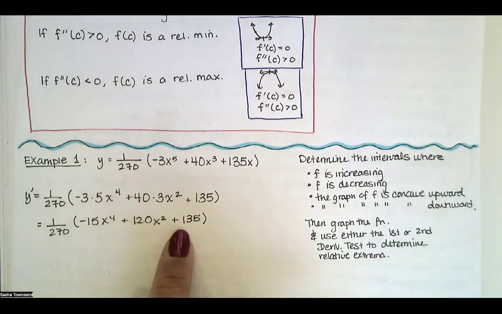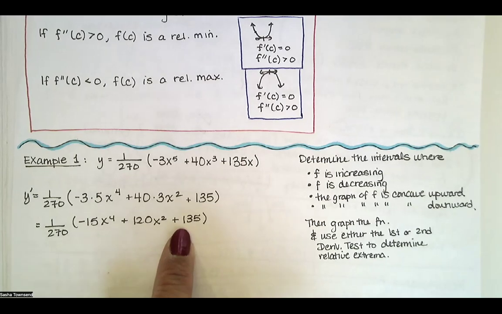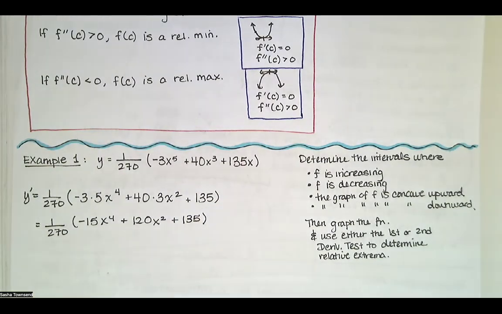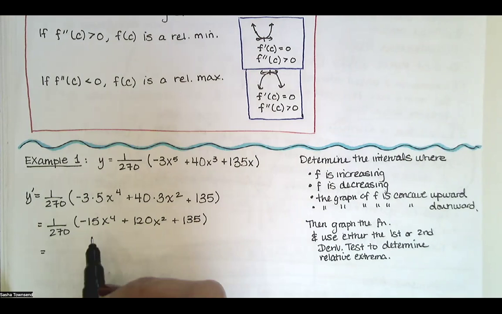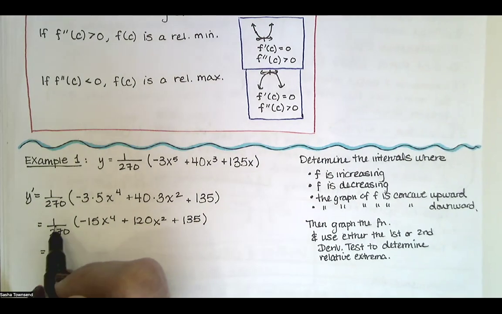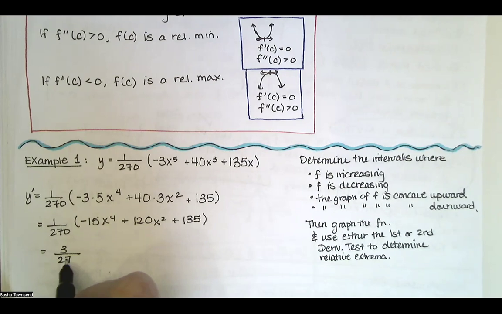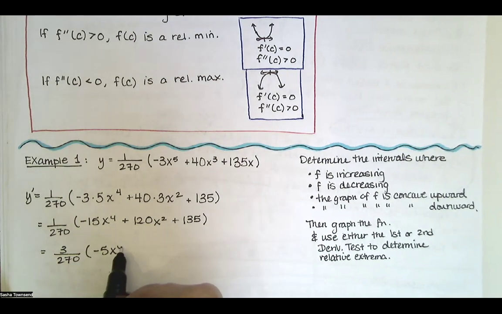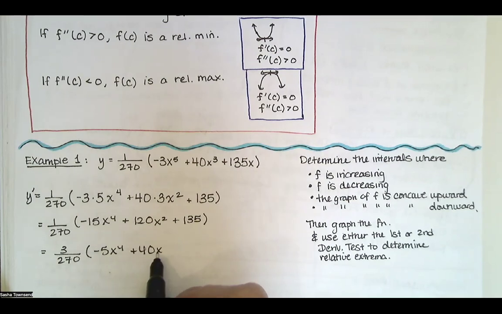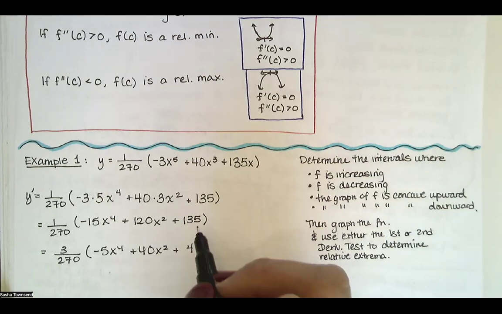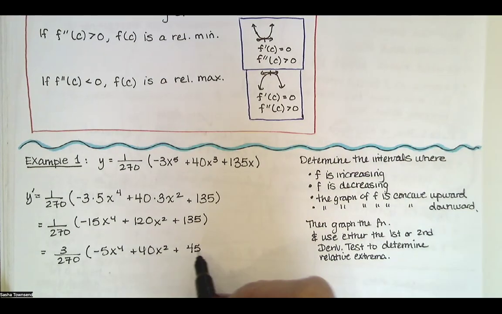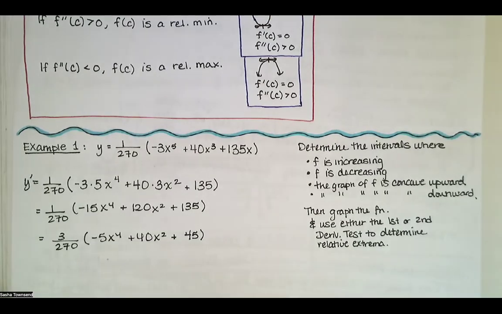Now, I think that all of these are actually divisible by 3. So we could simplify this a little bit if we wanted to. But I really don't know that it makes any of the calculations easier. Well, actually, let's factor out that 3. If we factor out a 3 from everything, we'll have 3 times -5x to the 4th plus 40x squared plus 3 goes into 135 45 times. So that's what we have there.